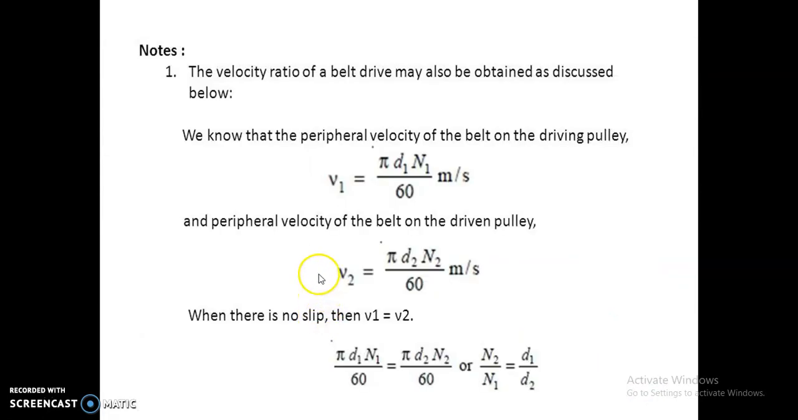I hope you understand. Here we have some note points. Peripheral velocity or linear velocity: whenever the belt passes over the two pulleys, it has angular velocity, and we can convert that angular velocity into linear velocity. So the linear velocity of the belt on the driver pulley is v1 is equal to pi d1 n1 by 60 meter per second, and the linear velocity of the belt on the follower pulley v2 is equal to pi d2 n2 by 60. These two formulas are very important for solving problems.